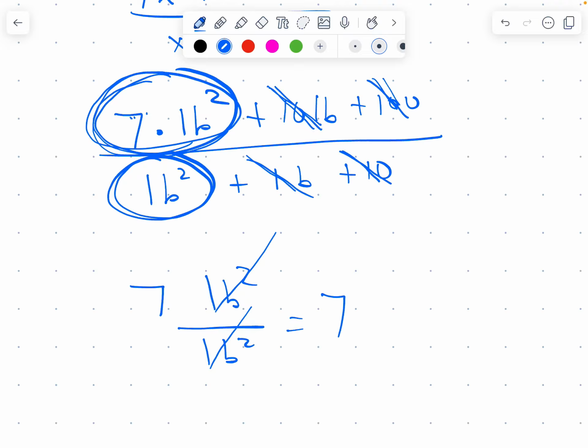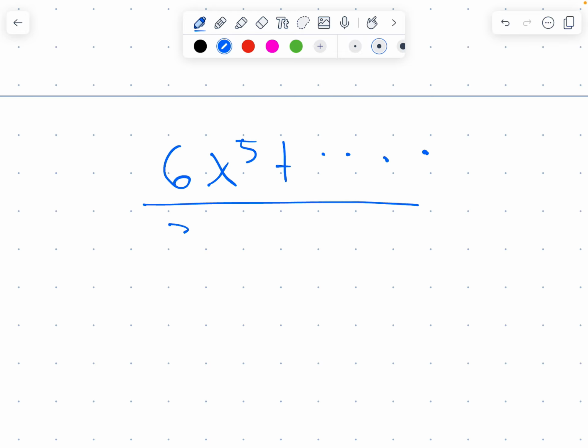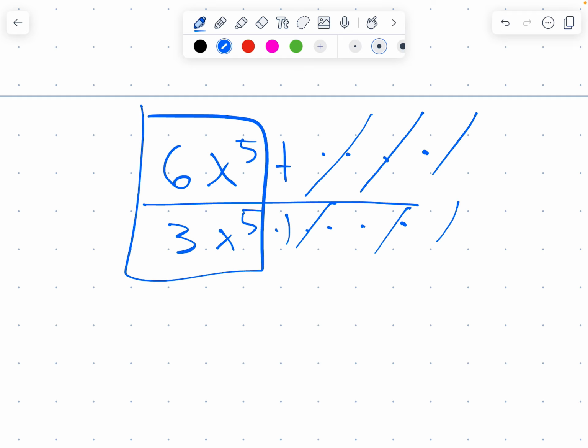Now, I'm not being super, super precise here. Let's do some long division and give this a little bit more precision. But basically, before we get into long division, I just want you to see something like this. If you see 6x to the 5th plus a bunch of stuff, and on the bottom, 3x to the 5th plus a bunch of stuff, then ignore all of that stuff, and I just want you to focus on this part, and you can say, yeah, that will tend to 2. Just plain old 2 in the long run.